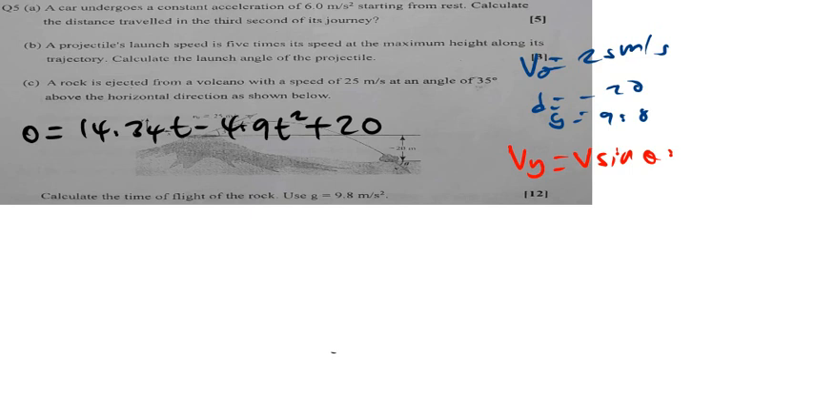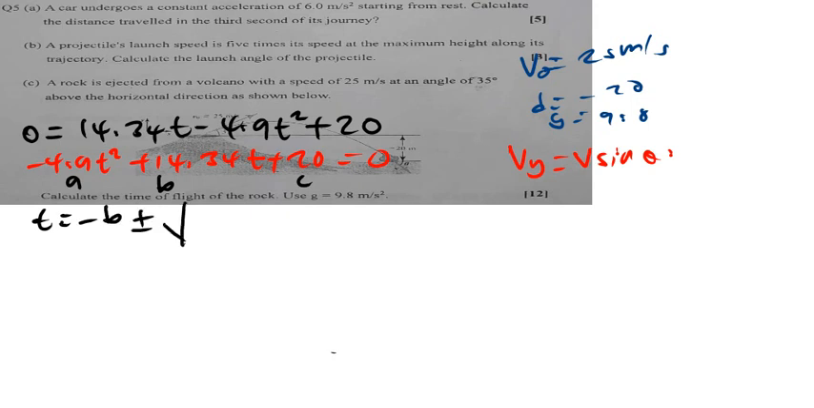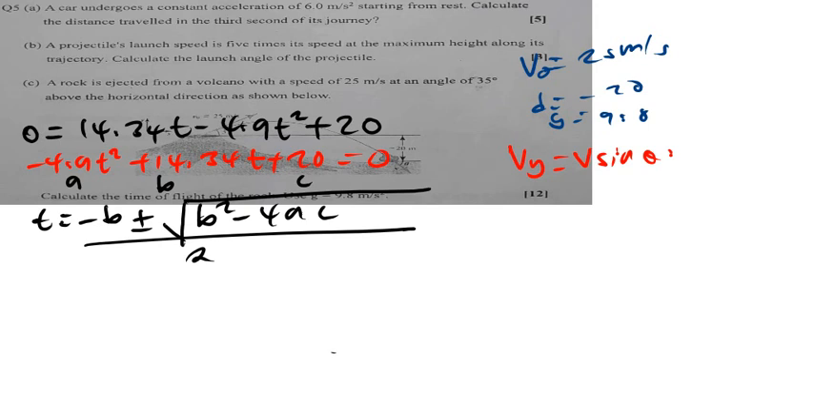I can rearrange it and say it is negative 4.9 t squared plus 14.34 t plus 20 is equal to 0. Meaning this is my A, this is my B, this is my C. So using our quadratic formula, we know that t will be equal to negative b plus or minus the root of b squared minus 4ac, everything divided by 2 times a.